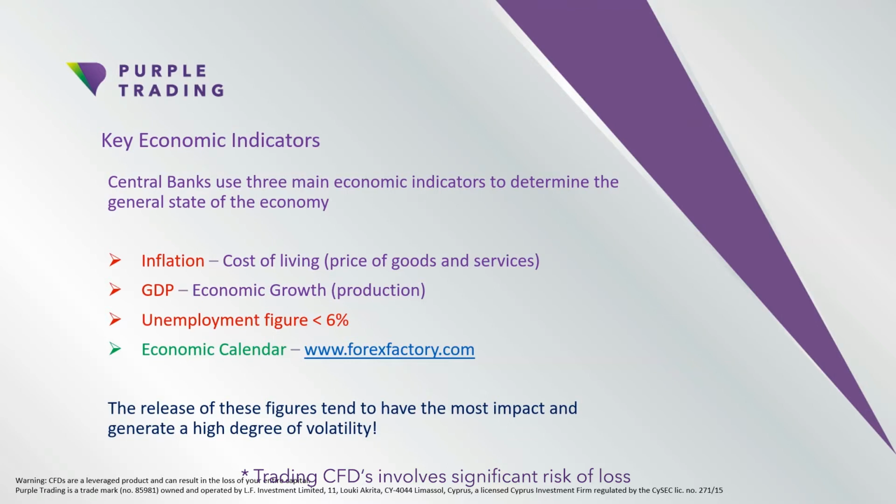And where we get this information is I use an economic calendar, forexfactory.com, and from here it gives you the daily news events. The red flags are the high impact and the most traded and the most important. So you can find that at www.forexfactory.com. So the release of these figures tend to have the most impact and generate a high degree of volatility. So again, they become trading events, and based on the outcome, speculators will decide whether to buy or sell the currency.